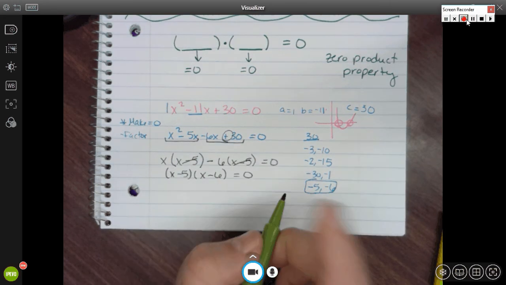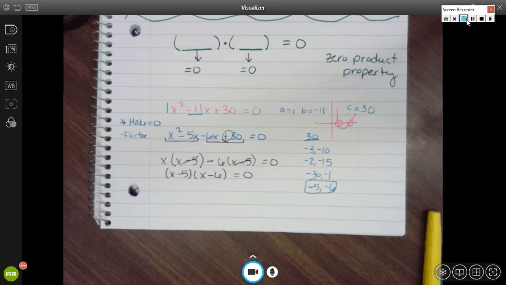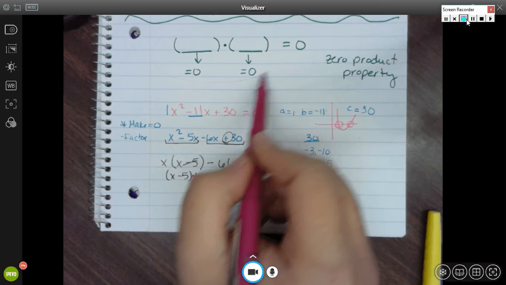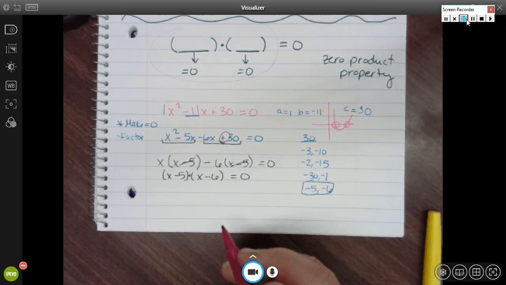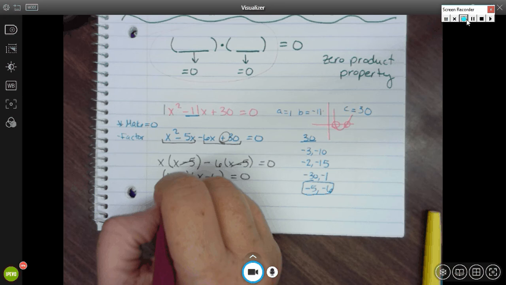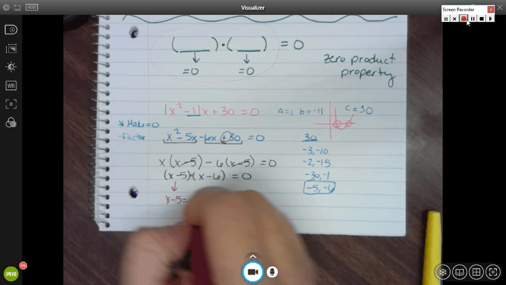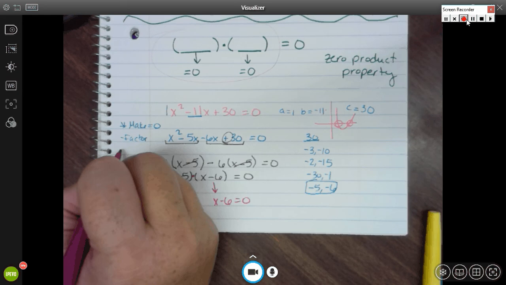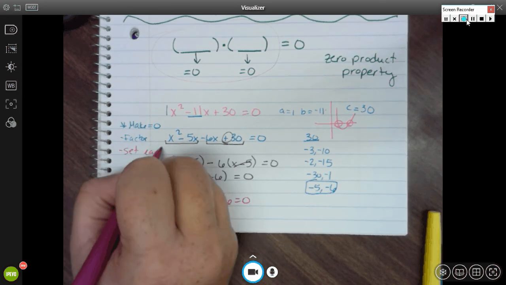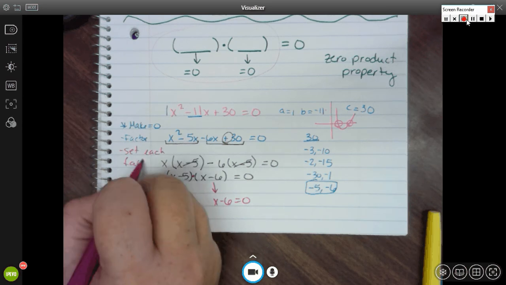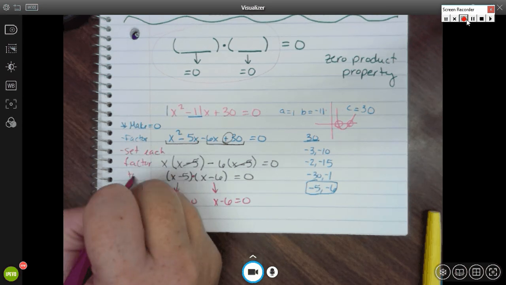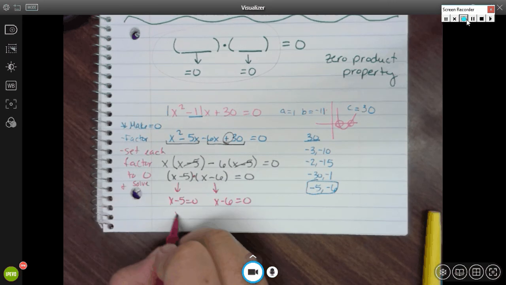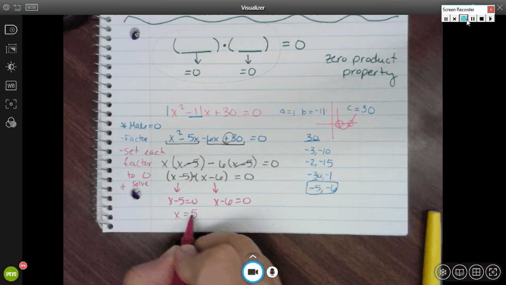And now here, take a look at this. I have two things being multiplied together to give me 0. Well, one of them or both of them must be 0, right? So set each one to 0. I'm going to say set each factor to 0 and solve. Add 5 to both sides, add 6 to both sides.